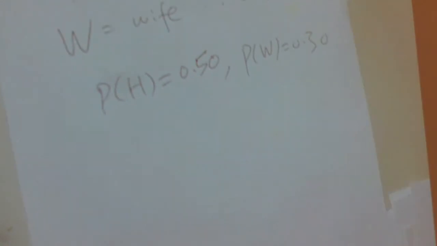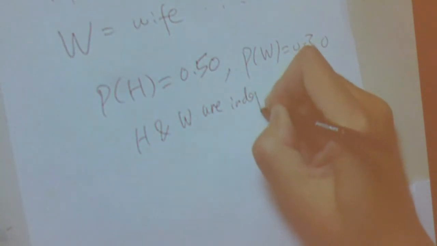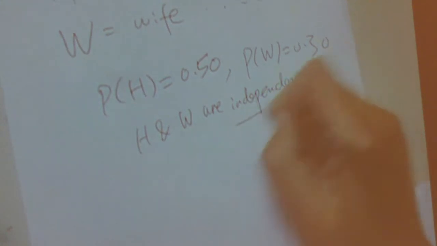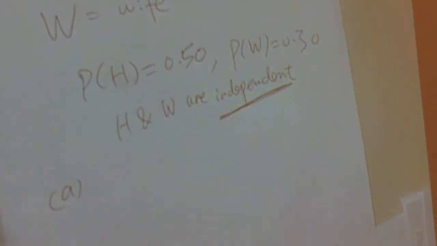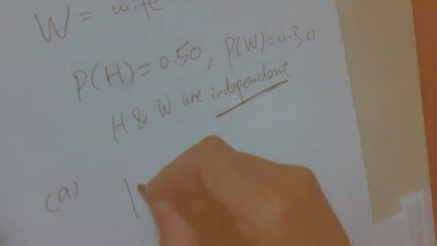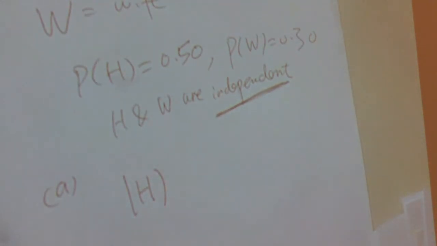And how about 30%? This is for the wife. A very important condition is that H and W are independent. Now let's do part A. If the husband watches the program, I can write that as given H, what is the probability that the wife watches it?